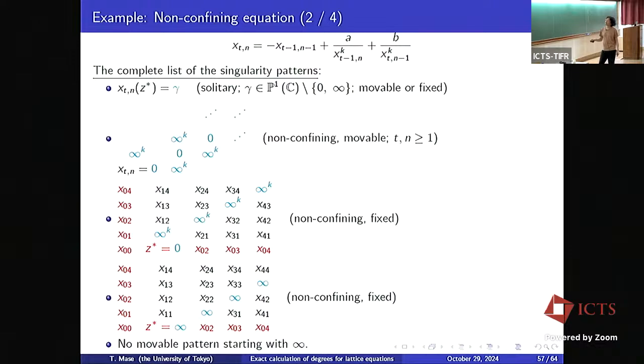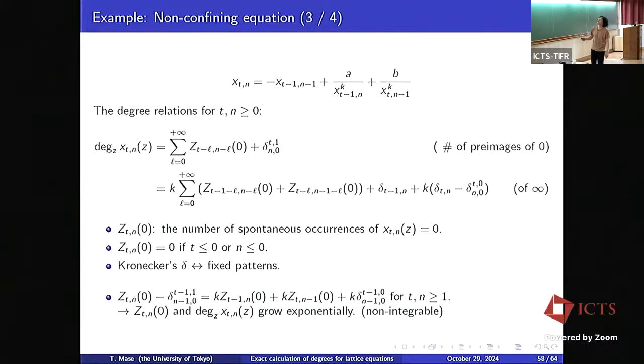And these two fixed patterns are the same as before. So only this part is different from before. And the important thing is there is no movable pattern starting with infinity. Yeah, this comes from the equation itself. But of course, there are a lot of propositions and theorems to show this. But anyway, the degree relations are like this.